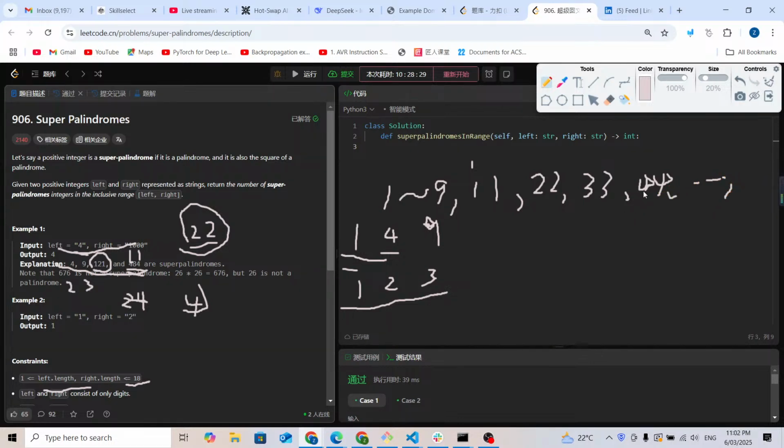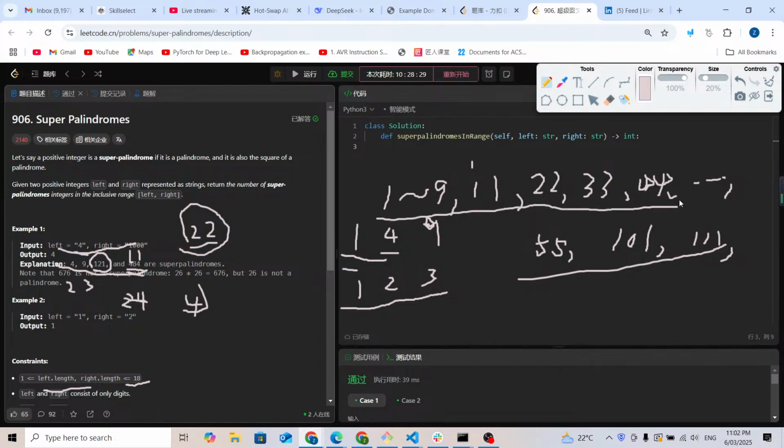But how many numbers are we going to count? Maybe after that it goes to 53, or maybe 101, or maybe 111. It can be a lot of palindrome numbers. So what are we going to do? How can we count all those palindrome numbers? It's difficult. Definitely we cannot use brute force. So we're going to use the construction idea. We're going to construct all the possible palindromes.